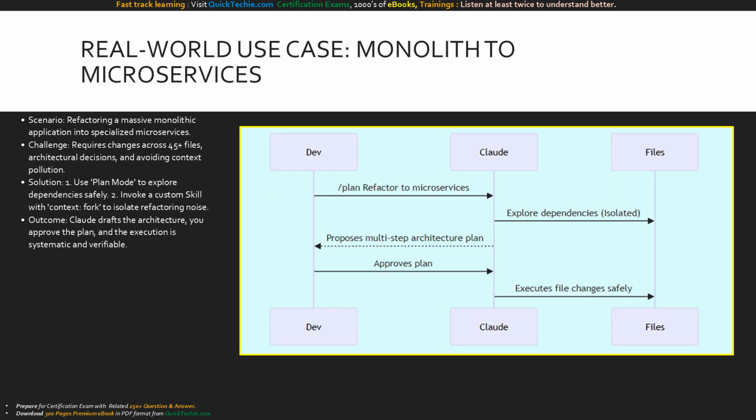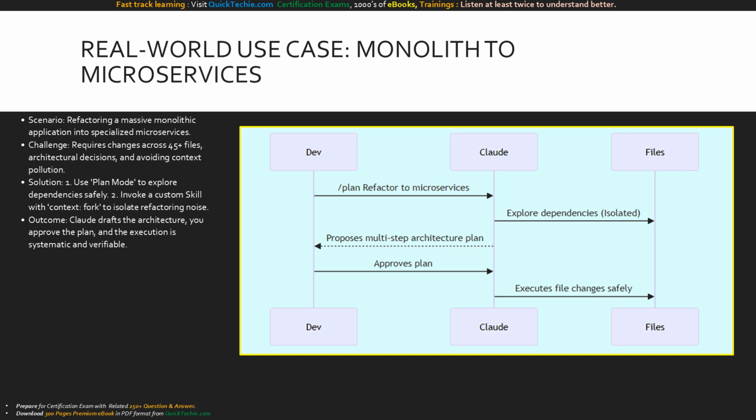Let's apply these concepts to a real-world, highly critical use case: refactoring a monolithic application into microservices. If you just ask Claude to split this into microservices using direct execution, you will end up with broken dependencies across 45+ files. Instead, you activate plan mode. Claude reads the entire codebase, maps the dependencies, and proposes a step-by-step strategy.